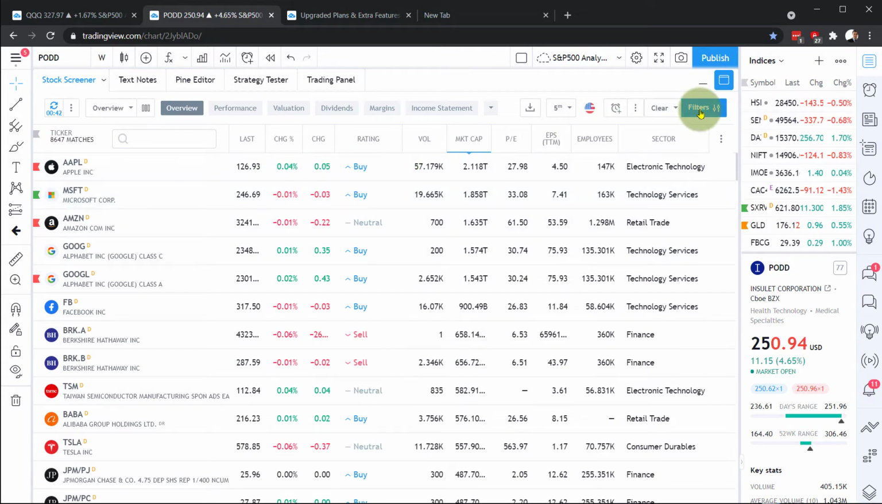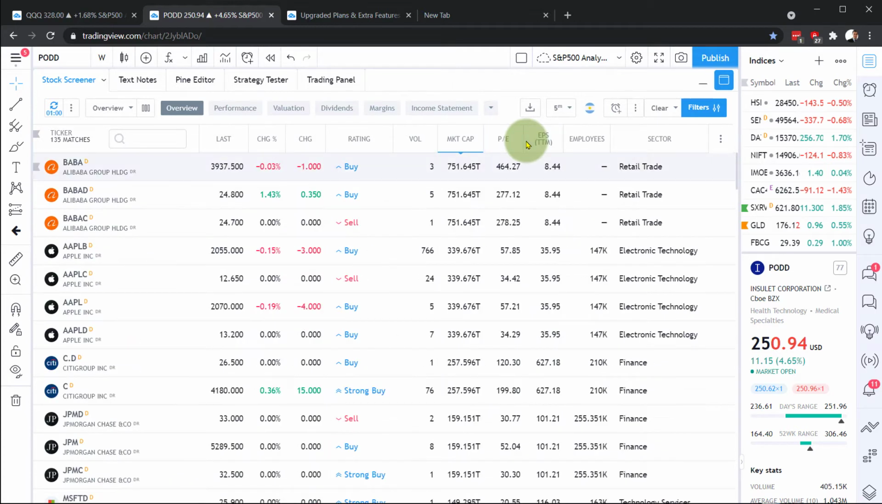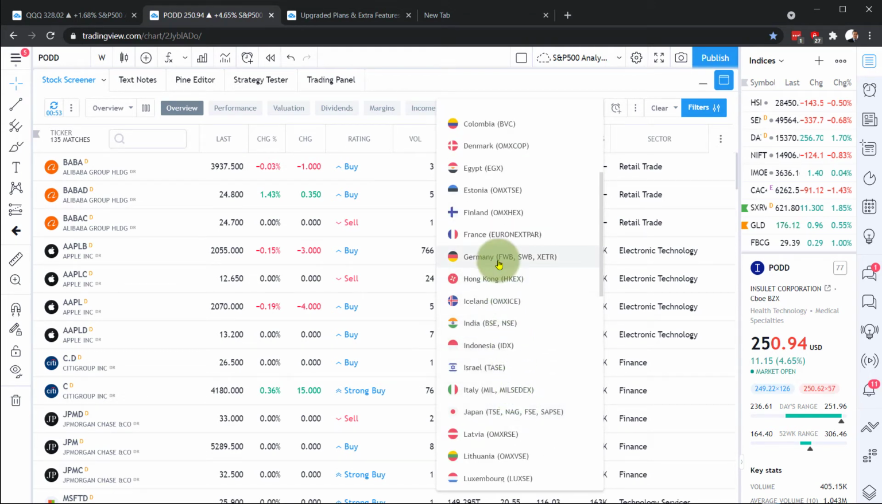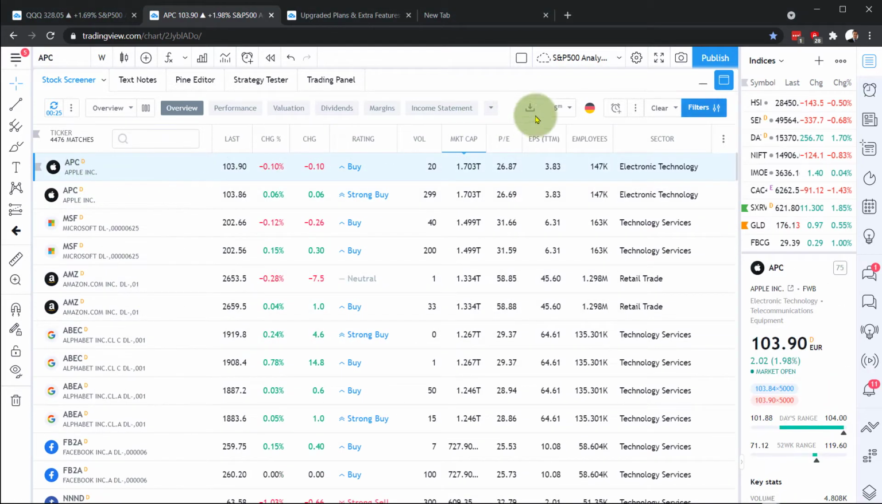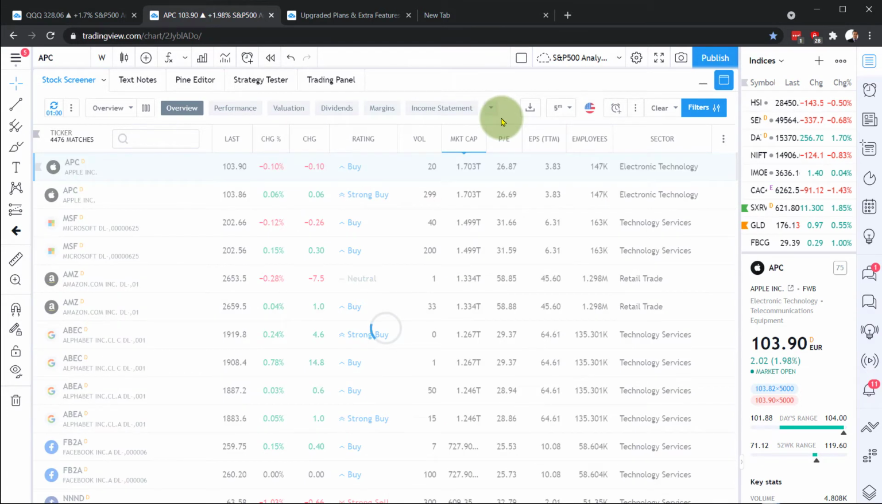So here we have filters. Here you see I'm looking at the markets, so I can look at the Argentinian market, for example. Let's take a look at Germany. Even in Germany, these are the stocks you can actually buy, even though they're American companies not floated on the DAX, for example. So if I wanted to buy Apple, I could do that through a local broker in Europe, for example. But anyway, let's head back to the US.